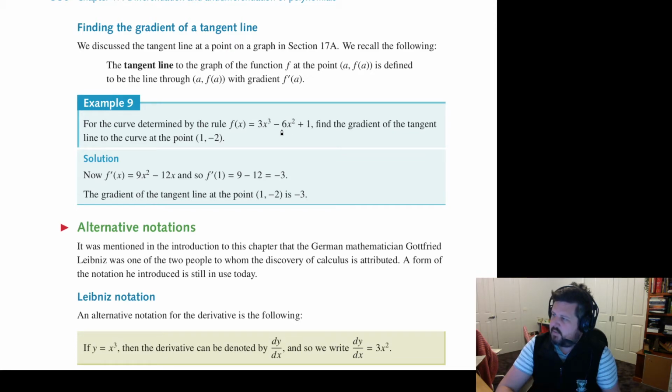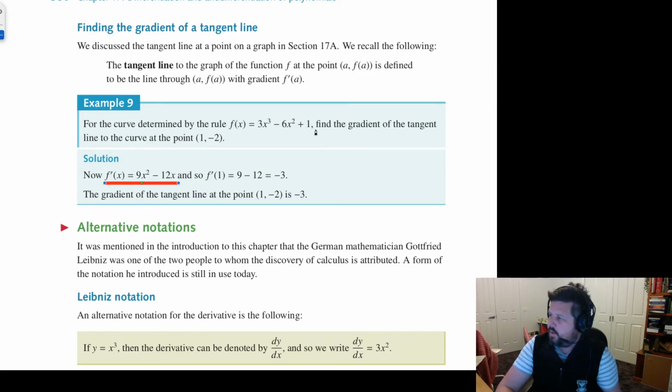2 times negative 6 is negative 12, take away 1 from the power, so it's just x to the power of 1, which we don't even write, we just write x. So we've got negative 12x. This constant just becomes 0. We don't even need to write it out. We've got the derivative here.